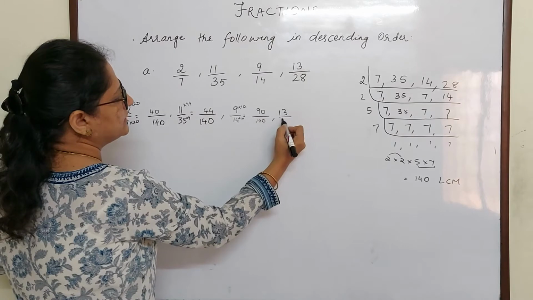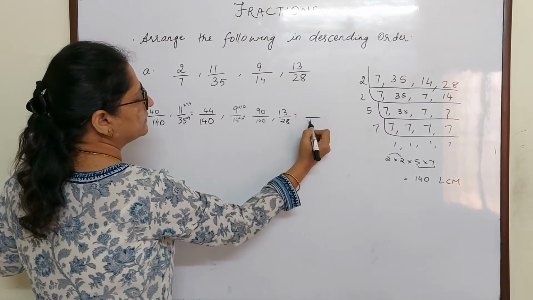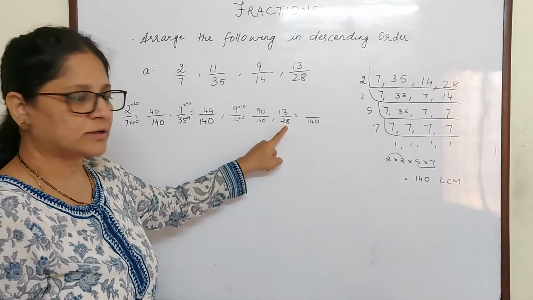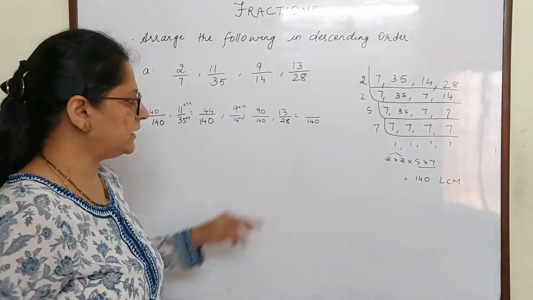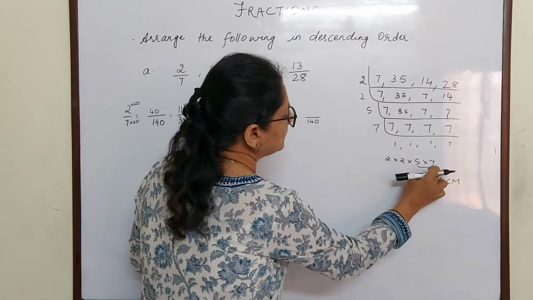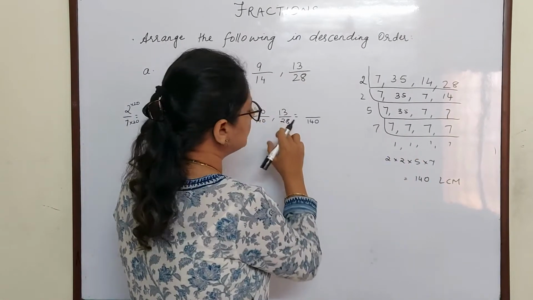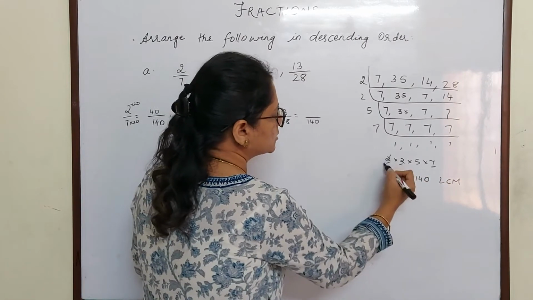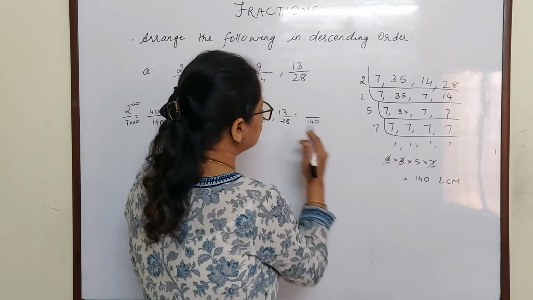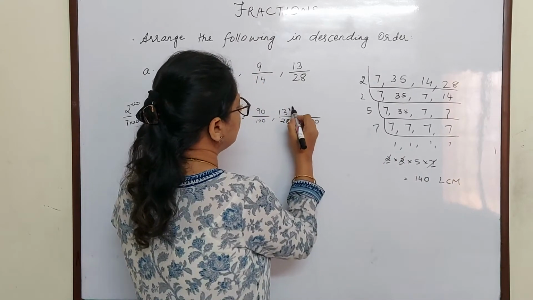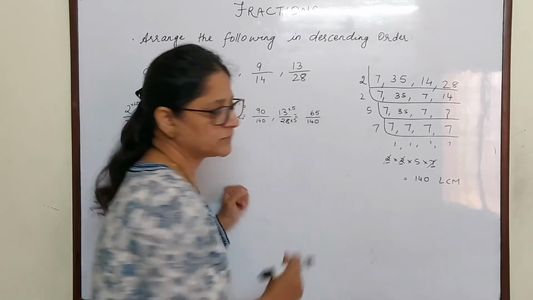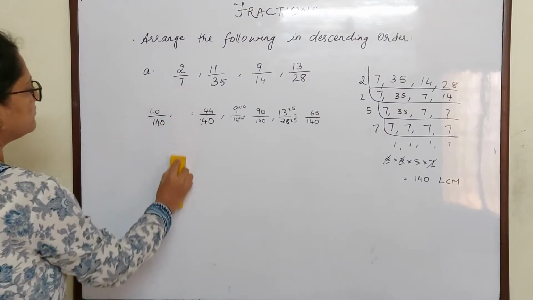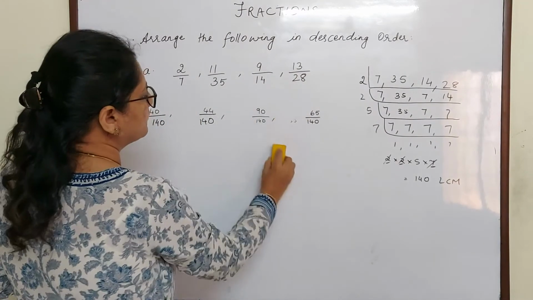And next is 13 by 28, which has to be converted with 140 as denominator. So now 28 multiplied by what will give you 140? So let us see. 28 is already here in the denominator's place. 7 2s are 14, 14 2s are 28. So what is missing? Into 5. So 13 5s are 65. So now we have converted all the numbers into equivalent fractions with denominator as 140.